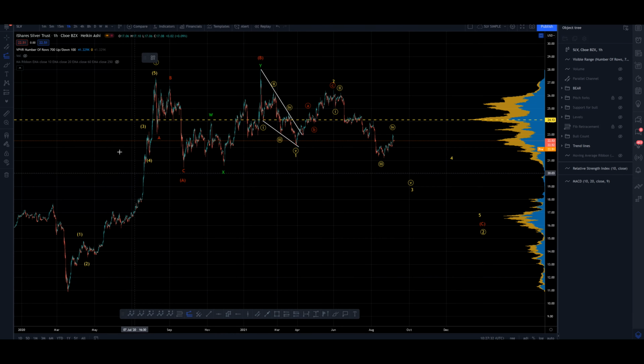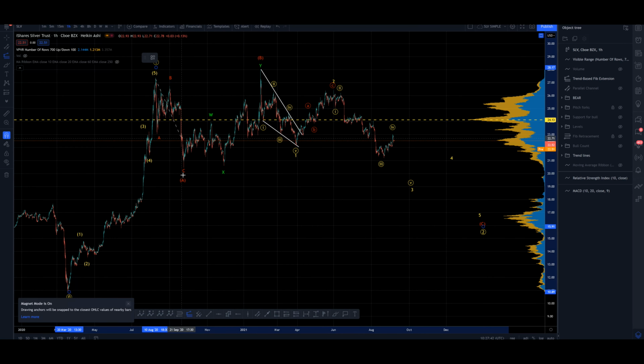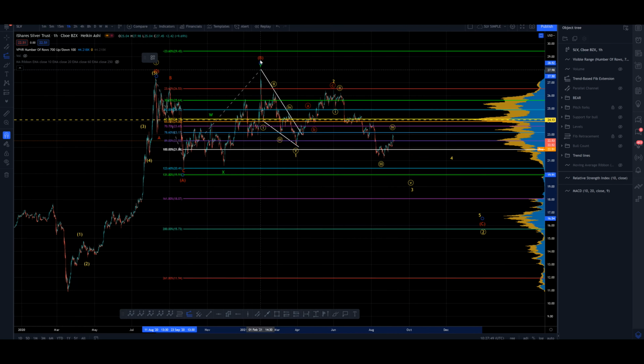So all we do here is we take our fib extension, come up to our top, and then come down to our A. I'm going to have to replace that in a minute. Okay, let's just zoom in and put that on accurately.